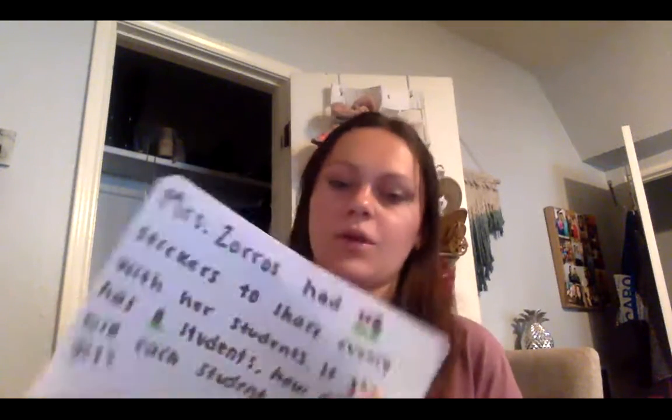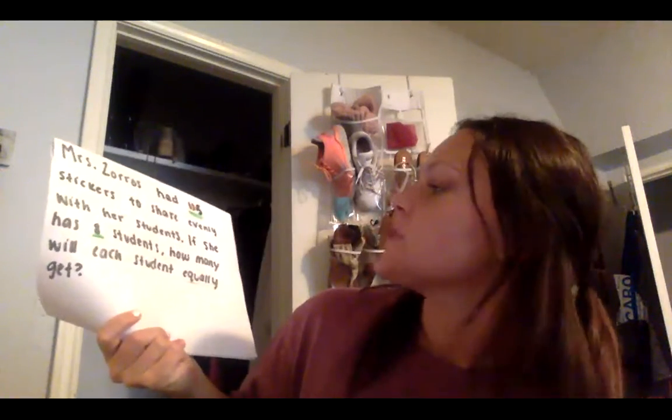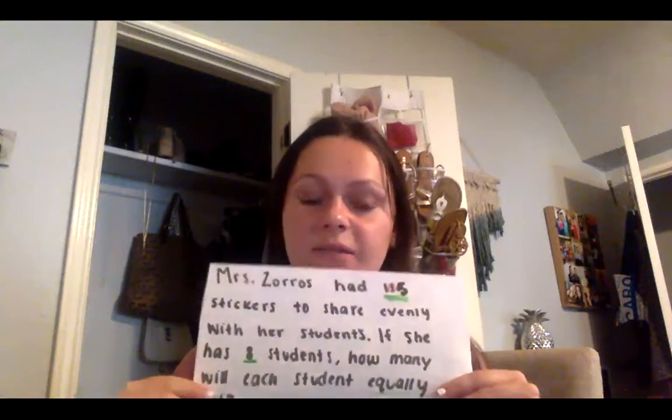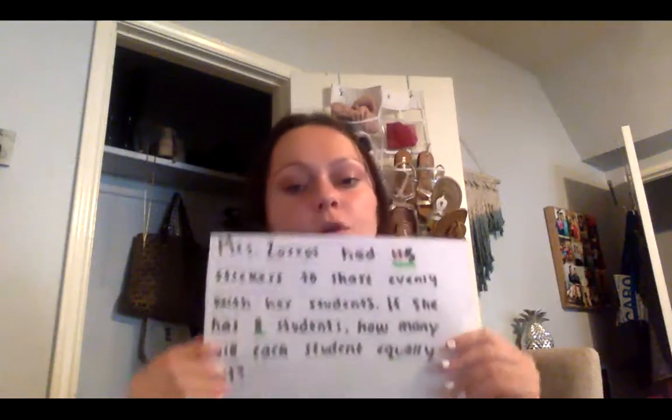Okay, so I'm going to read our word problem, which is, Miss Zorros has 105 stickers to share evenly with her students. If she has 8 students, how much will each student receive equally? So we can tell this is a division problem, and we are going to be looking for the quotient.